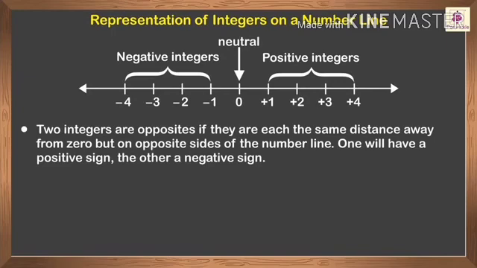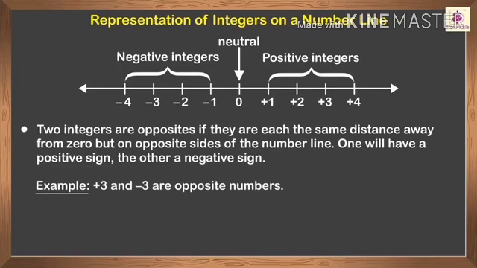Two integers are opposites if they are each the same distance away from 0, but on opposite sides of the number line. One will have a positive sign, the other a negative sign. In the number line shown here, positive 3 and negative 3 are opposite numbers.